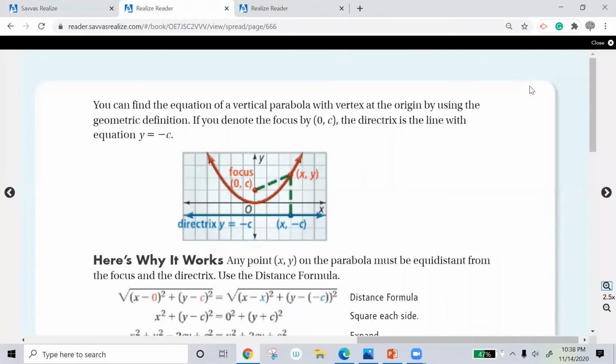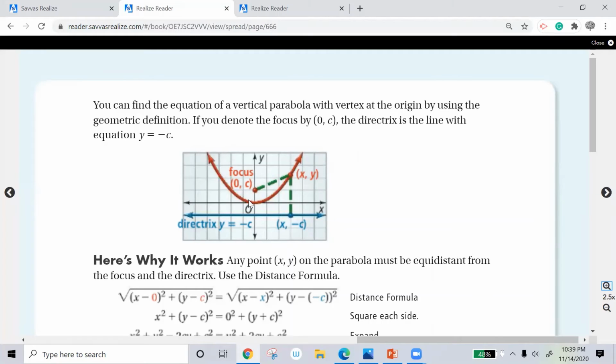You can find the equation of a vertical parabola with vertex at the origin by using the geometric definition. If you denote the focus by 0, c, remember c stands for the focus. The directrix is the line with equation y equals negative c. So we will find the directrix on the y-axis. So y equals negative c, and c is the focus.